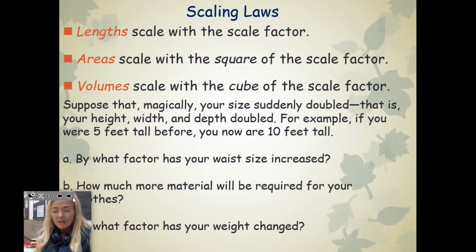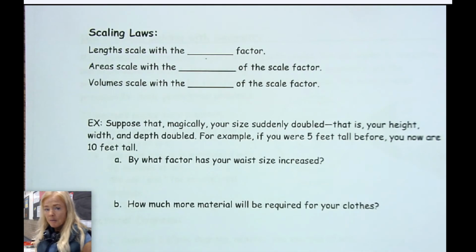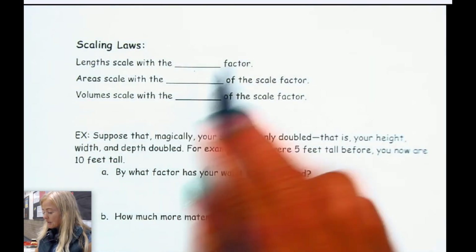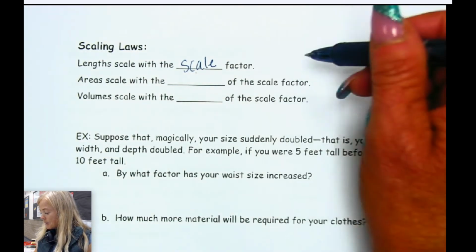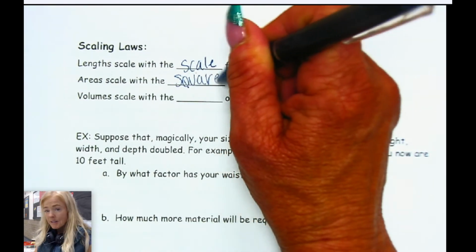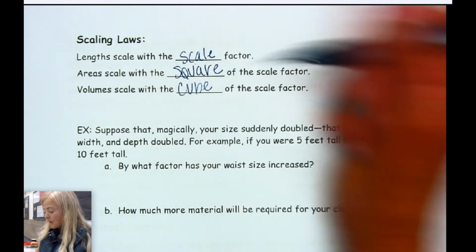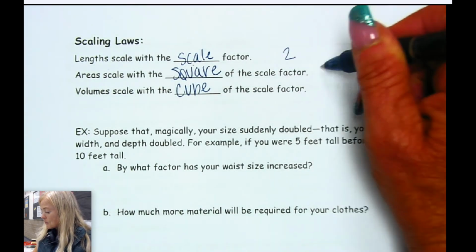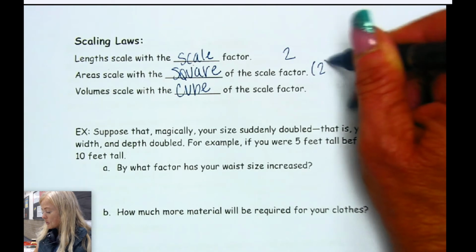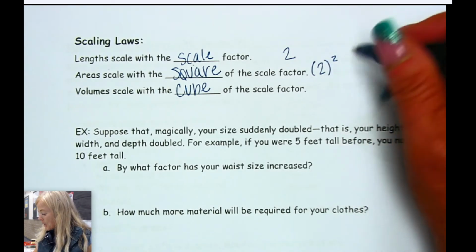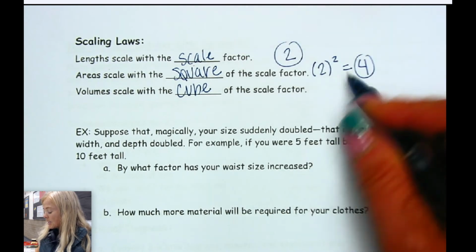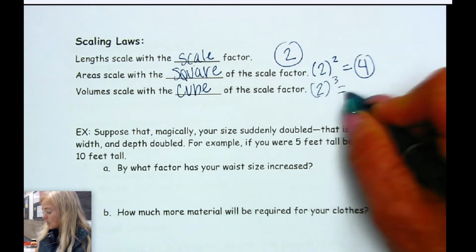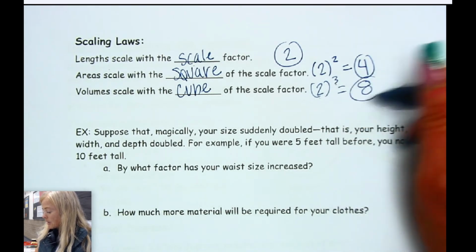And I'm going to go to my page here so that I can do the remaining problems. So the length scales with the scale factor, area scales with the square of the scale factor, and volume scales with the cube of the scale factor is what you should get. So basically, if the scale factor is 2, the area would grow by 2 squared, or 4, and the volume would grow by 2 cubed, or 8, grow by a factor of 8.